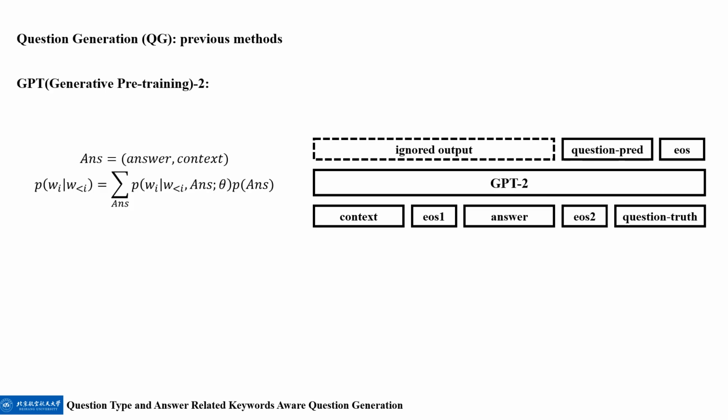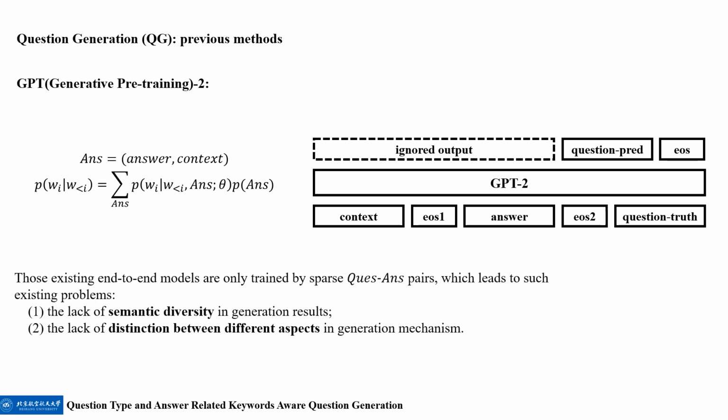As the previous framework is so complex in structure and brings difficulties in training the whole pipeline, here we simply consider another way for question generation through the generative pre-training model. It takes the context and answer as input, and then generates a question word by word. However, both the sequence-to-sequence framework and the end-to-end GPT-2 are only trained by sparse question-answer pairs in the dataset, which leads to the following existing problems.